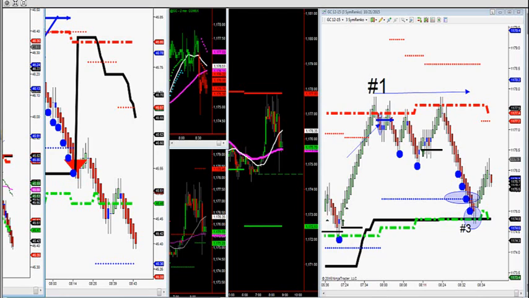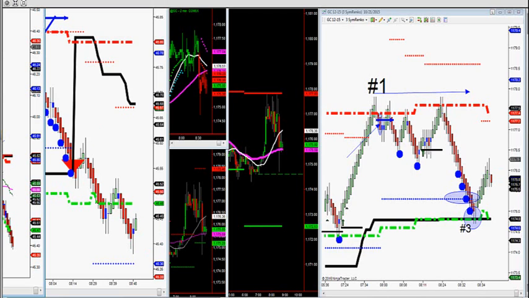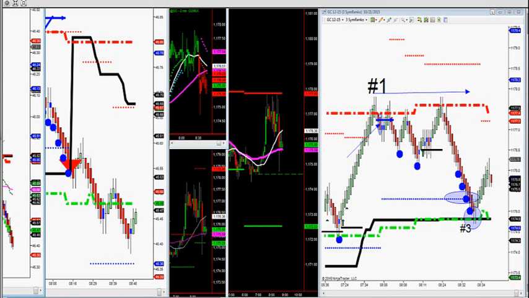And I don't care what markets you trade, NASDAQ futures, gold, S&P 500, S&P 400, Dow minis. I don't care what you trade. It's the same exact setup. When you see the 5 match the 3, you've got a high probability trade.